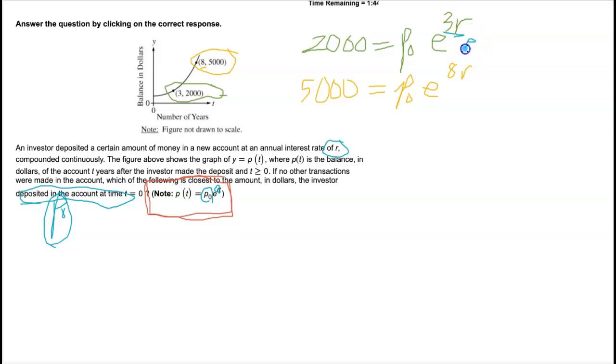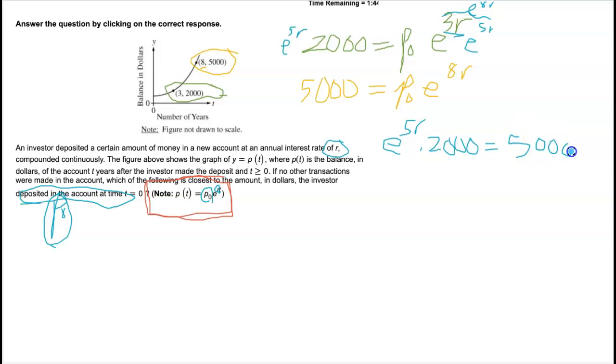Can I multiply by e to the 5r on both sides of that one? Right? There's the e to the 5r. And then, right, e to the 3r times e to the 5r is e to the 8r, right? So both sides are P0 e to the 8r, P0 e to the 8r. Great. So both sides are equal. So that looks nice, right? That's e to the 5r times 2,000 equals 5,000. That's kind of good.